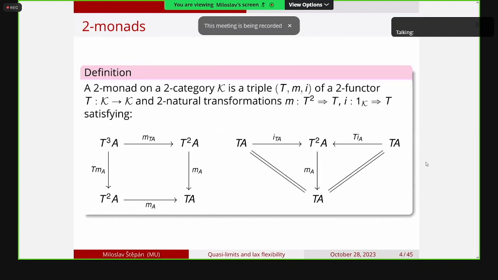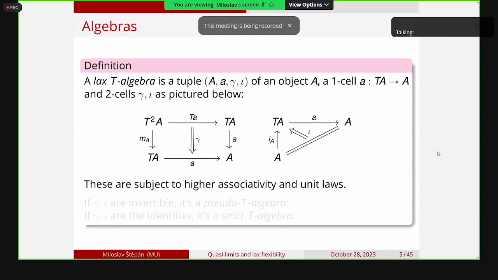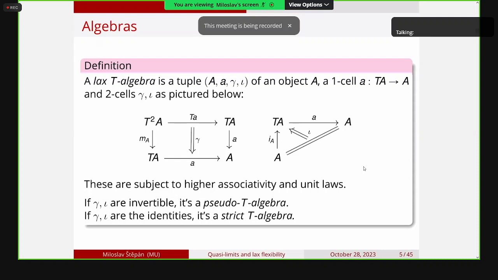Here I recall the notion of a two-monad. The definition is as for an ordinary monad, except it's two-functors, and the multiplication and the unit are two-natural, but the equations are the same. In two-category theory, if you have a two-monad, you can consider various degrees of strictness for algebras. For example, a lax T-algebra consists of an object A, a morphism from TA to A, together with a two-cell associator and unitor, subject to some higher associativity and unit laws. If these are invertible, it's called a pseudo-algebra, and if they are identities, it's called a strict algebra.